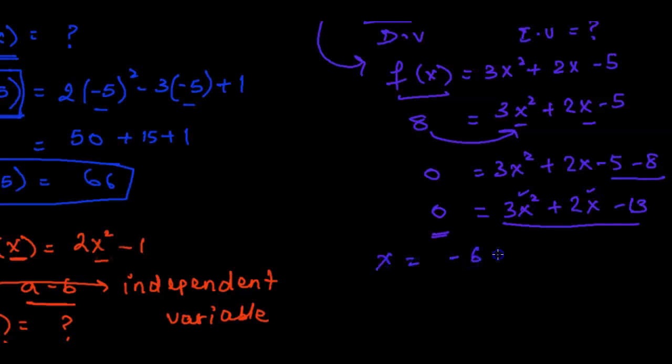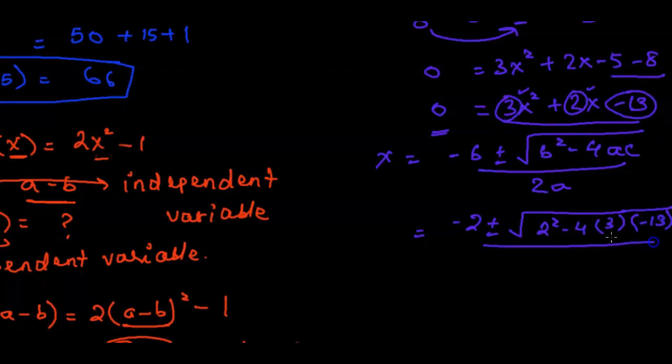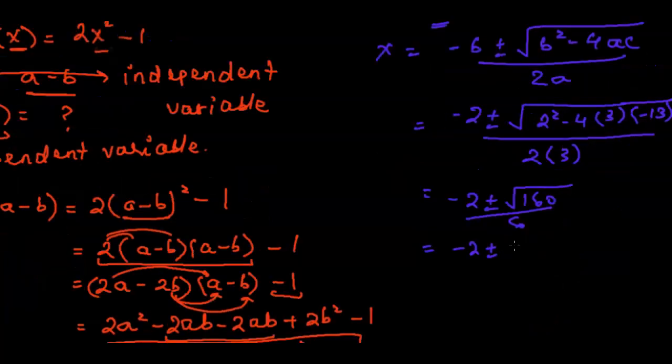So the x value will be negative b plus minus root b squared minus 4ac over 2a. b is 2, so we would put in a negative 2 plus minus square root of 2 squared minus 4, a is 3 and c is negative 13, divided by 2 times 3. This would give us negative 2 plus minus square root. When we solve this whole term under the square root, we get square root 160 over 6. Square root 160 gives us 12.6. Now you have to do plus minus, so we would be doing plus and minus one by one.